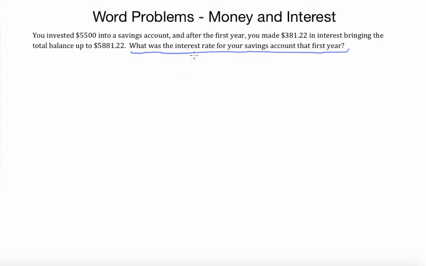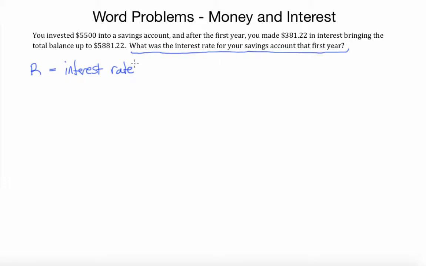Okay, so there's my unknown. What was the interest rate? We're trying to find R, the rate. So I'm going to define my variable. I'm going to call it R for interest rate.